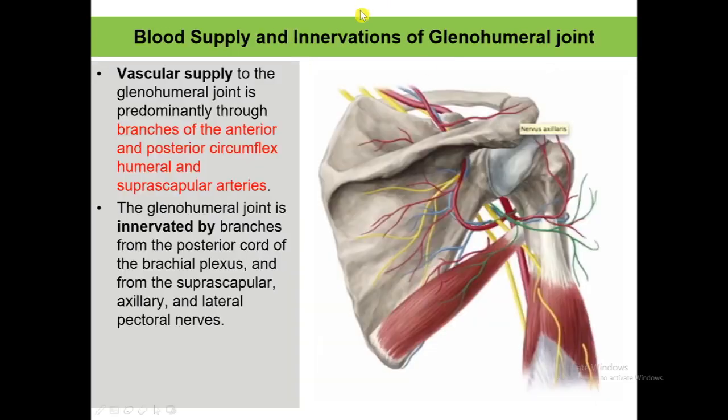Let's talk about the blood supply and innervation of the glenohumeral joint. This is the posterior view of the glenohumeral joint. The vascular supply is mainly from the anterior and posterior circumflex humeral arteries, which make a circumflex around it, and some part is also from the suprascapular arteries above the scapula. For innervation, branches come from the posterior cord of the brachial plexus, mainly the suprascapular, axillary, and lateral pectoral nerves, innervating the glenohumeral joint.